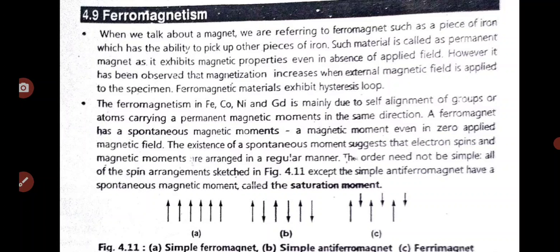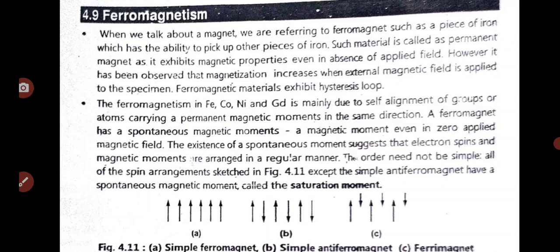In the last lecture we saw the property of paramagnetism, the susceptibility of paramagnetism, the spin alignment value of paramagnetism, and the results we saw in the last lecture.